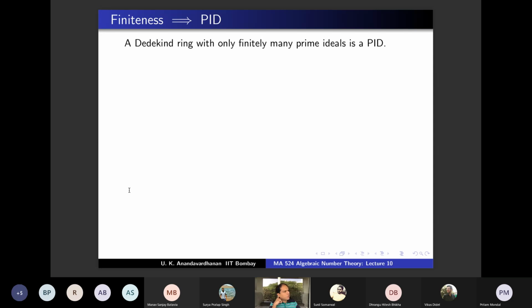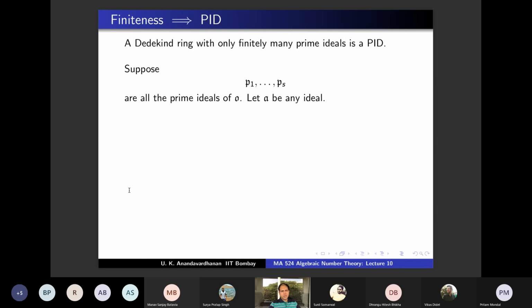And the proof again is a corollary to yesterday's result. So let's do that. There are only finitely many prime ideals, so enumerate them, call them P1, etc., PS. These are all the prime ideals of O. And now what do we need to show? We need to show that any ideal is singly generated. So let A be any ideal. You have to show that A is generated by one element. That's what we need to show.